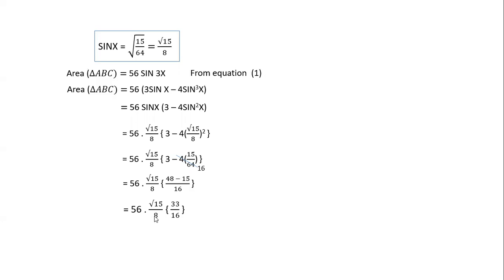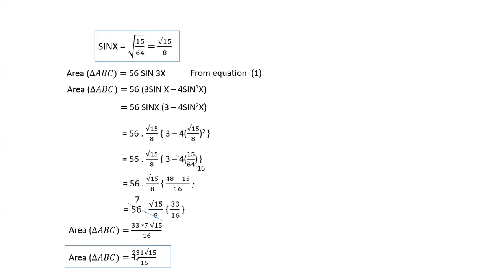Now, here this could be cut because it goes in 8 table. So let us cut it. It goes 7 times. So 33 into 7 upon 16, and root 15 upon 16. 33 into 7 is 231, so the area is 231 root 15 upon 16. So this is the value. If you see, in either of the methods, we got the same answer. Therefore, we say that this is the answer. What you get is the same, irrespective of which method you are adopting. The area of the triangle does not change.